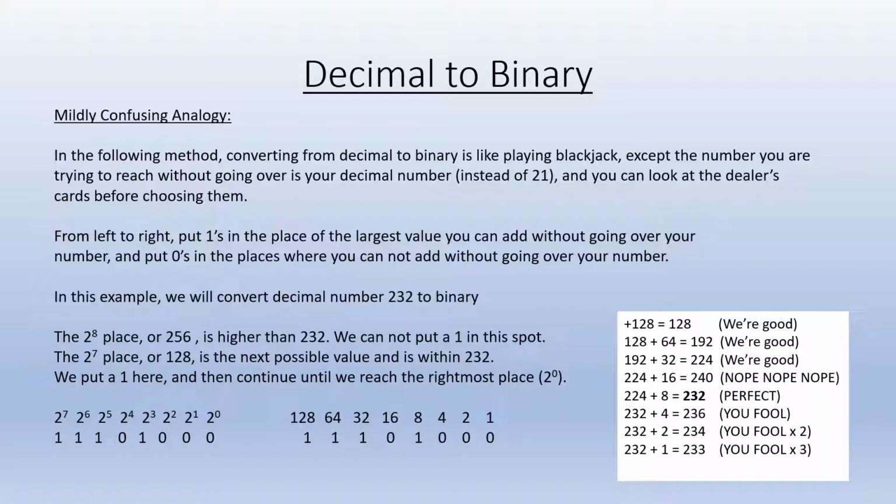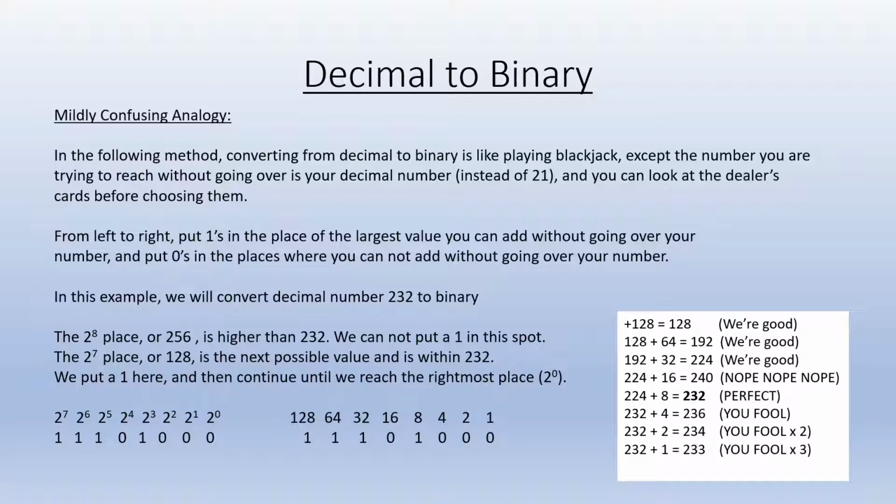So looking at the bottom, we have 2 to the 7th going over to 2 to the 0. We could add 128, and we're still good. We could add a 64, and we get 192. And we're still good. We're still under 232. We haven't reached it yet. We could add a 32 to 192. We get 224. We're still good.